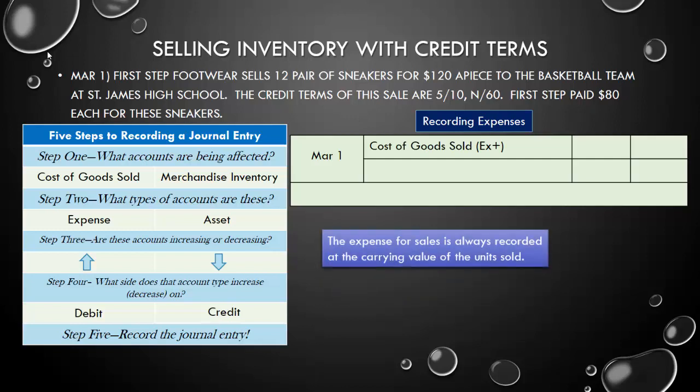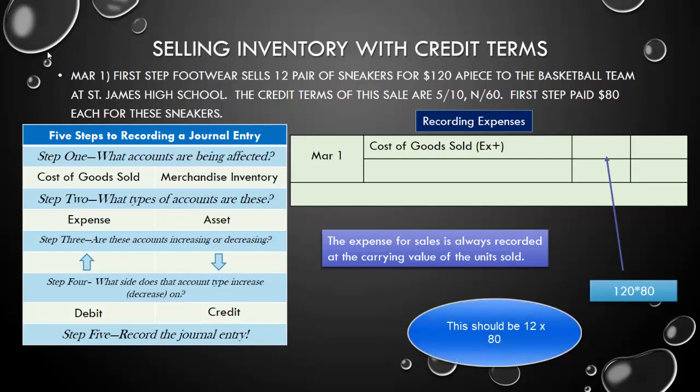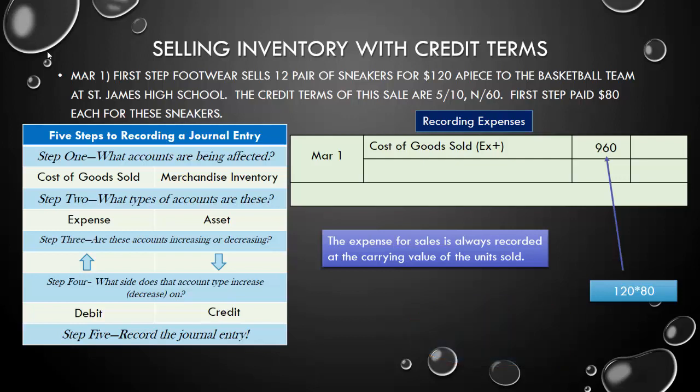The expense, whenever you record a sale, is for the value you have on the books that you paid for it. Not what you're selling it for, but what your original cost was to purchase it. When we bought these 12 pairs of shoes at $80 a piece, that's a total of $960. That's the amount of expense we're going to record when we make this transaction. We're also going to reduce our inventory account by that same amount when we record the cost of goods on this sale.